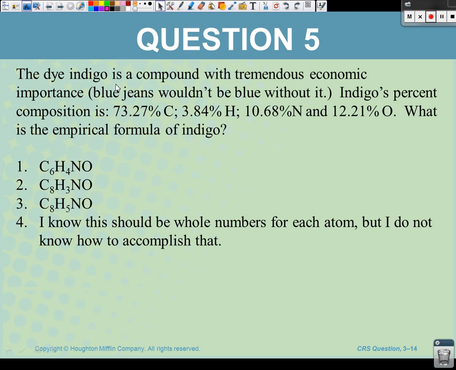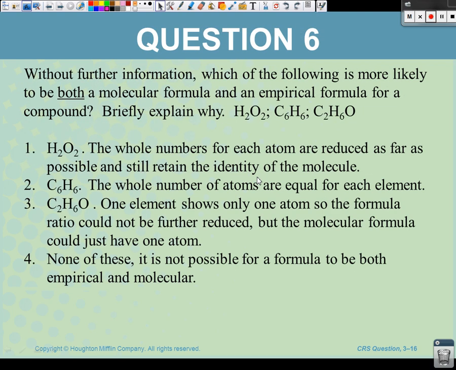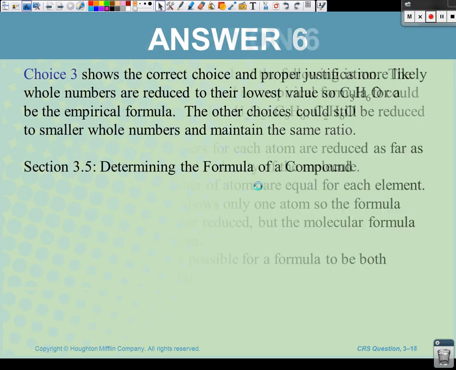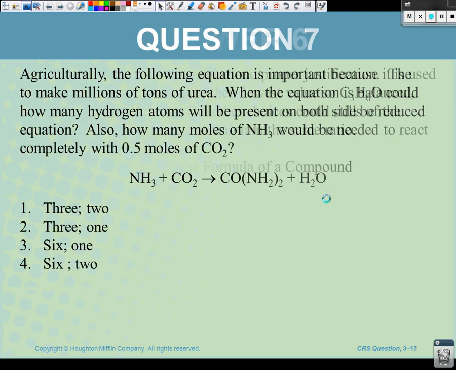What did y'all get? Y'all got 3? Sounds great. Again, I'm not going to work all that math out. You guys should know how to do the math on that. That's pretty simple. Okay? The next one. We've already done that one. We talked about that one yesterday. Yep. The reason it's the last one, C2H6O2, is because it cannot be reduced any further. So it's automatically empirical, and it also can be molecular.